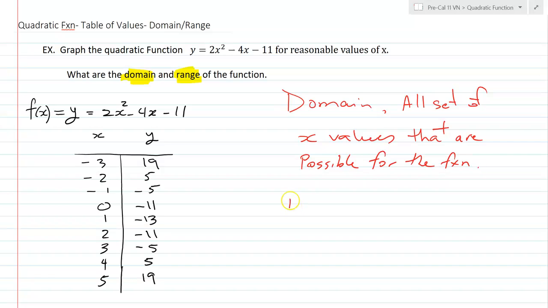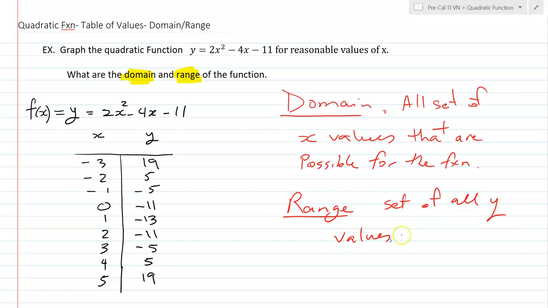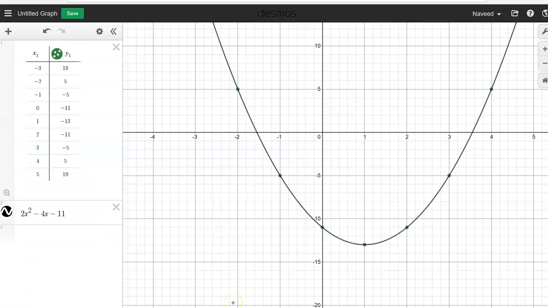And what was the range? Range is the set of all y values that are possible for the function. Okay, excellent. Now, based on this table of values, you will not be able to know. You have to go to the graph. That's the only way you can do this. So let's go to the graph again. Here's the graph we have.